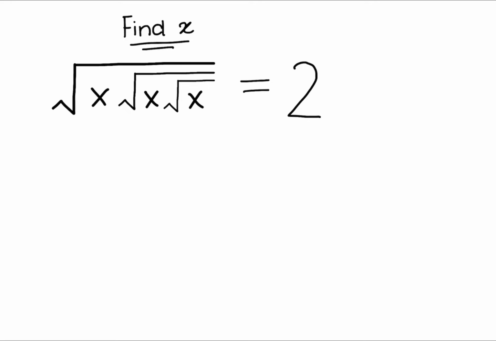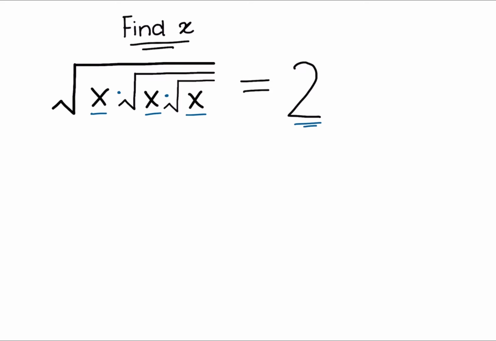Hi everyone, it's been a while and we're back with another math problem, and it's the one that you see right here. So this math problem concerns algebra, and what we've been given over here is x times the square root of x times the square root of x is equal to 2. So we need to find the value of x.